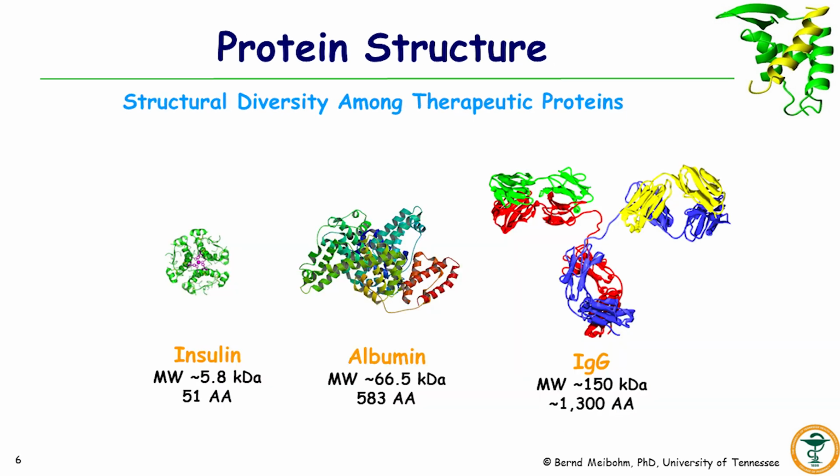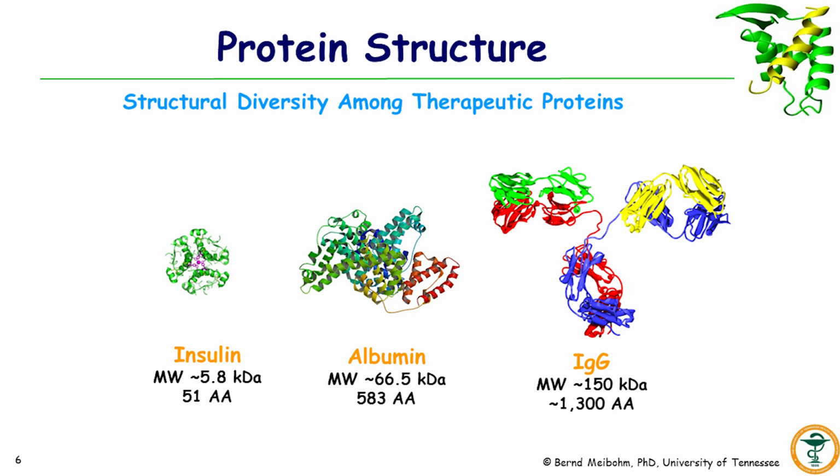What I also would like to remind everyone about is that therapeutic proteins comprise a large variety of molecular structures. So you have structural diversities. As an example, a small therapeutically used protein is insulin, consisting of 51 amino acids and a molecular weight of approximately 5.8 kilodalton. Albumin, itself probably not used as a therapeutic protein, but oftentimes a major part of fusion proteins, has a molecular weight of 66.5 kilodalton and consists of 583 amino acids.